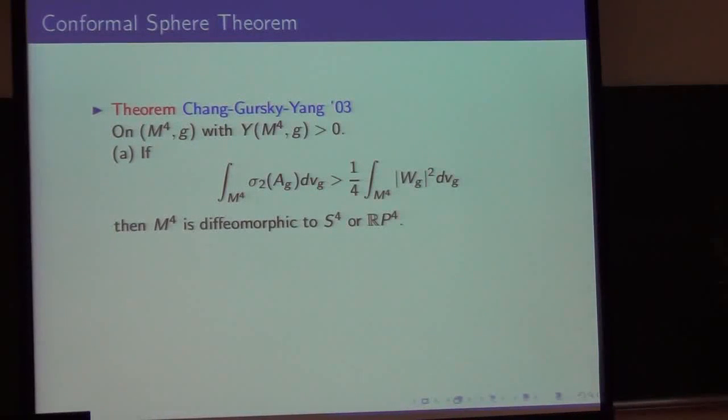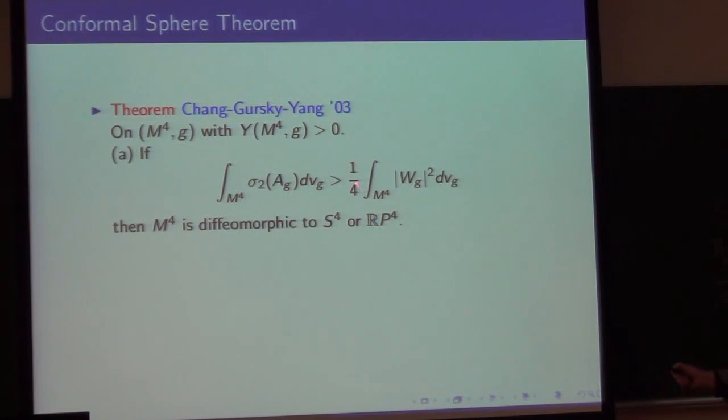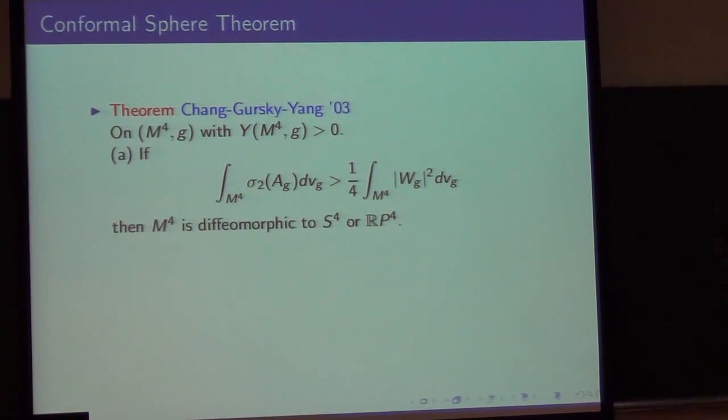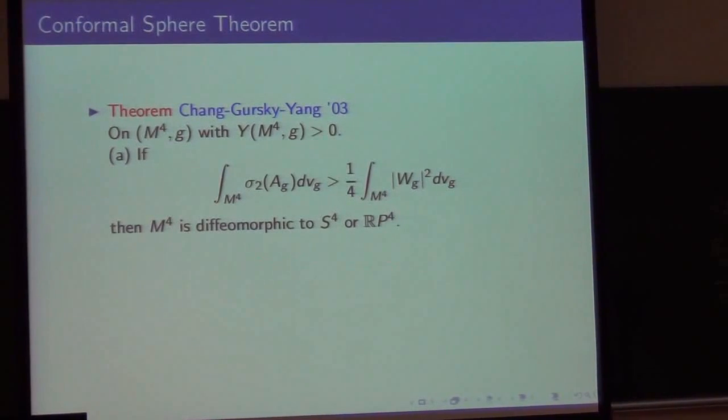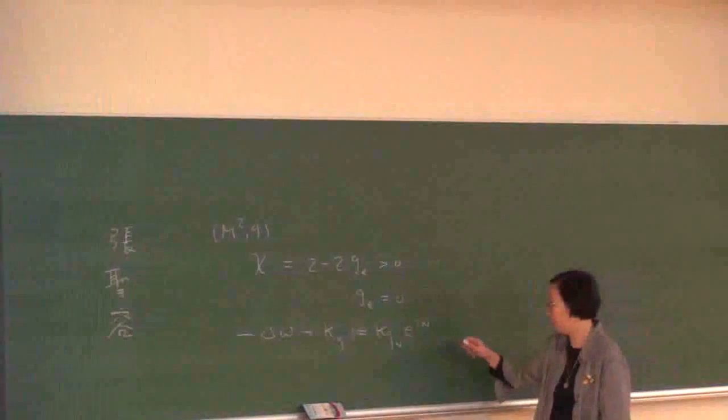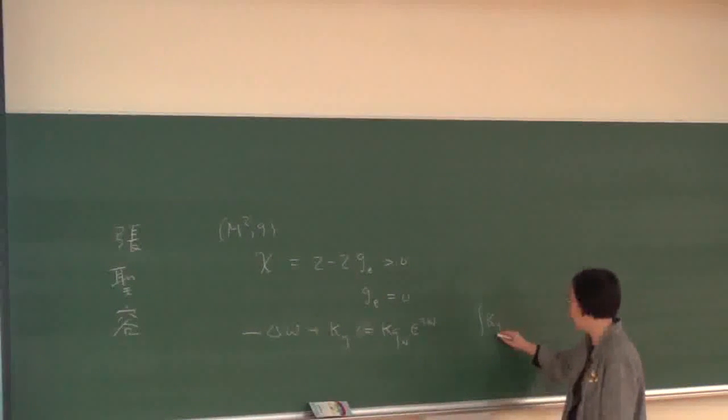And it turns out one can refine the argument, and this is the result I want to talk about. So there is a sphere theorem. On a four-manifold, if you already assume the Yamabe constant is positive, and if this conformal invariant quantity, the integration of that, is greater than 1/4 of the Weyl square, then we conclude the manifold is diffeomorphic to the four-sphere. I would like to think of this as almost like a uniformization theorem for the four-sphere, the first step in the uniformization theorem.